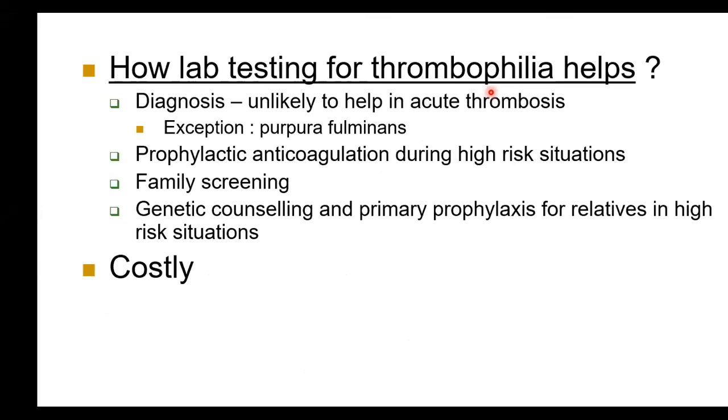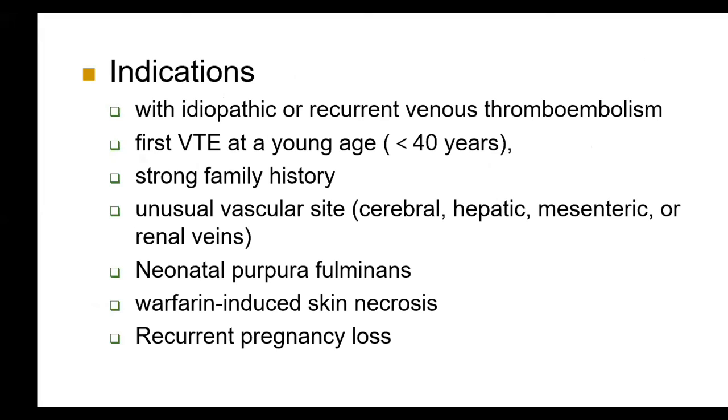Lab testing helps. It is very difficult and equivocal to test during acute thrombosis, except in purpura fulminans. And if you do test and you get normal levels in acute thrombosis, then you can fairly, with good confidence, rule out those as the causes. But if you get low levels of, say, protein C, protein S, then you need to repeat it again, because physiologically in acute thrombosis, they will reduce. Then family screening, genetic counseling, and primary prophylaxis of relatives in high-risk situations, you would want to do thrombophilia testing. But one thing one should remember is that this patient selection should be carefully done because it is costly and may not give you good answers eventually.